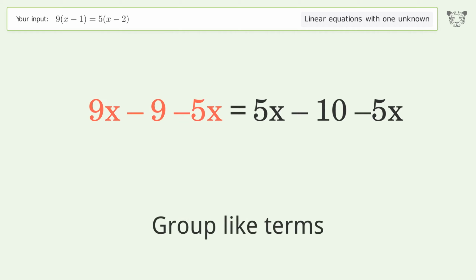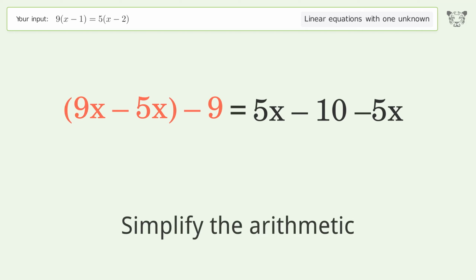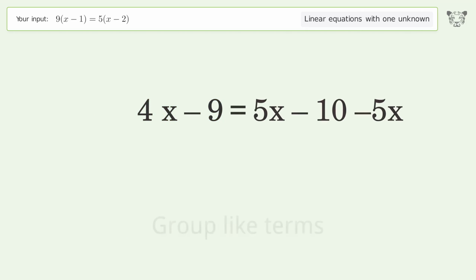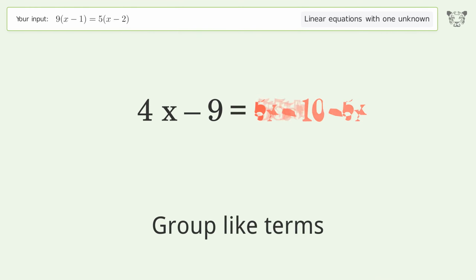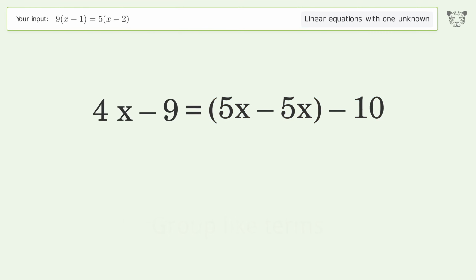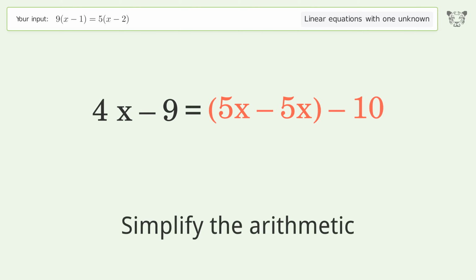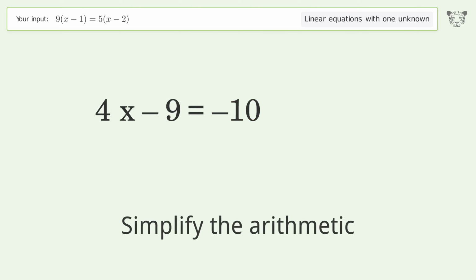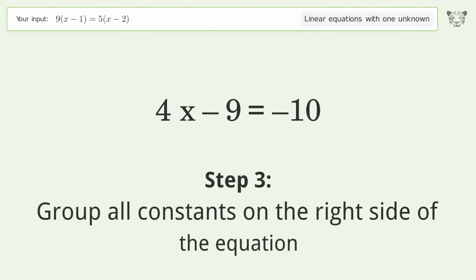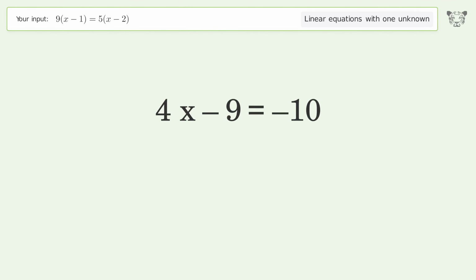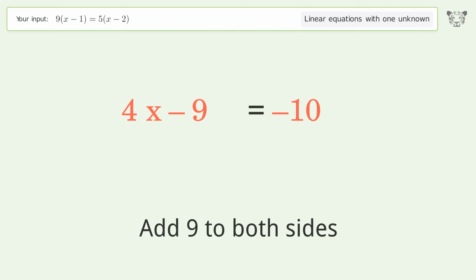Group like terms. Simplify the arithmetic. Group like terms. Simplify the arithmetic. Group all constants on the right side of the equation. Add 9 to both sides.